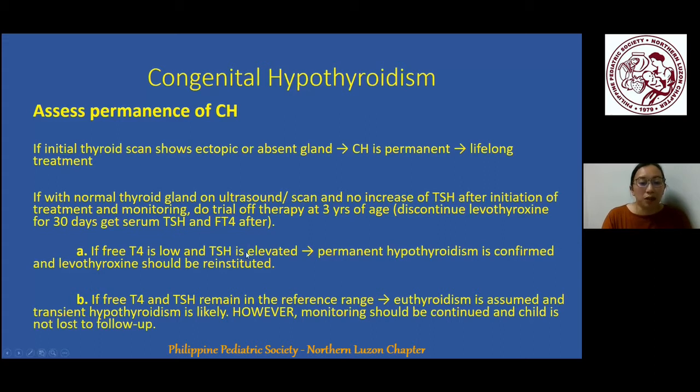So how will we interpret the result? If the free T4 is low and TSH is elevated after the trial of therapy, the hypothyroidism is a permanent condition and levothyroxine should be reinstituted. But if the free T4 and TSH remain in the reference range, euthyroidism is assumed and a transient hypothyroidism is likely. However, monitoring should be continued and the child should not be lost to follow-up.